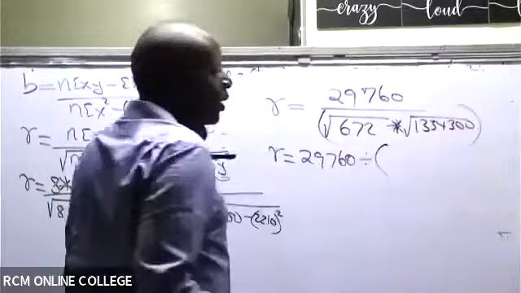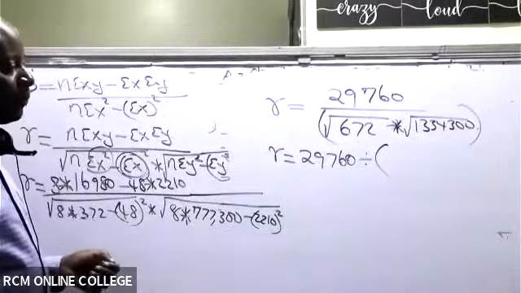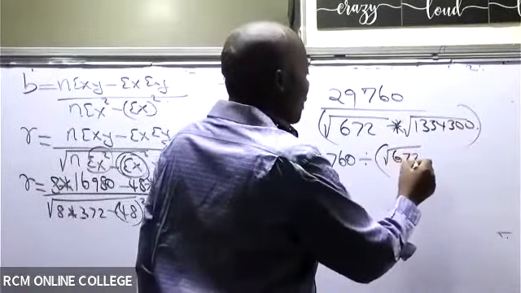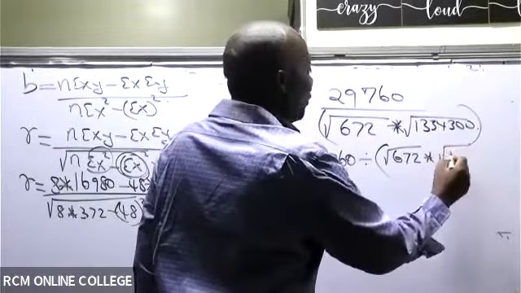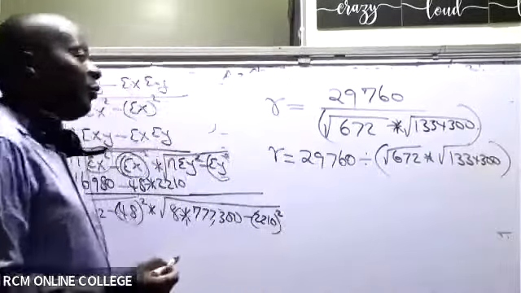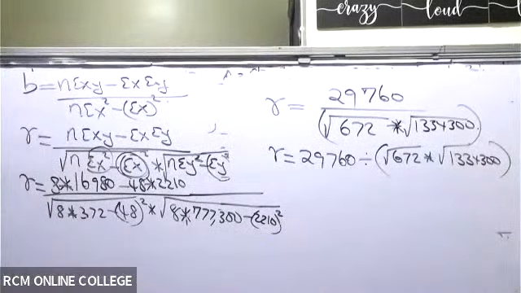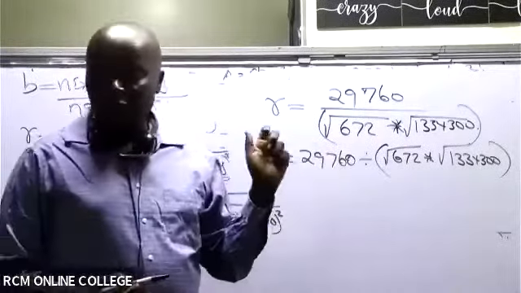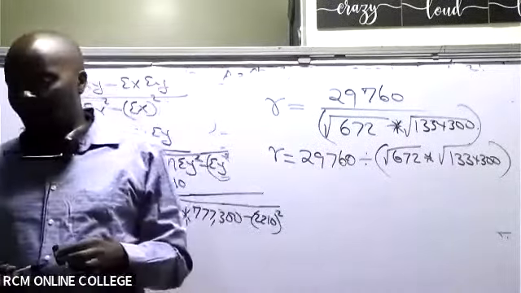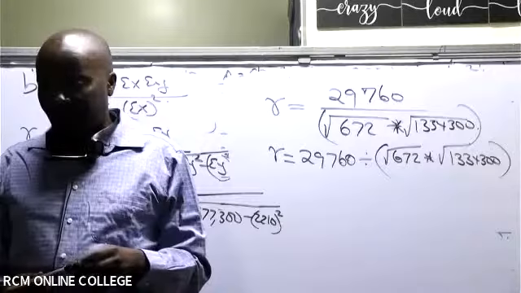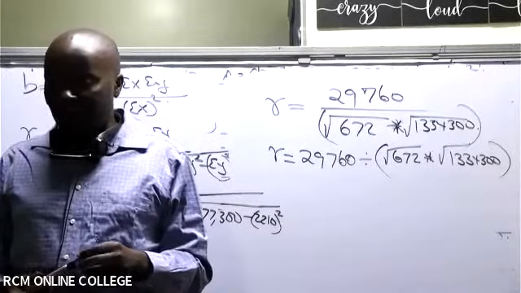Because there are two terms, you must always open brackets. So you say 29,760 divided by, open bracket, square root of 672 times square root of 1,334,300, and then you close bracket and press equals. In your calculator, do it with one stroke, but remember to put the denominator into brackets. So what are we getting, ladies and gentlemen, here as our R?